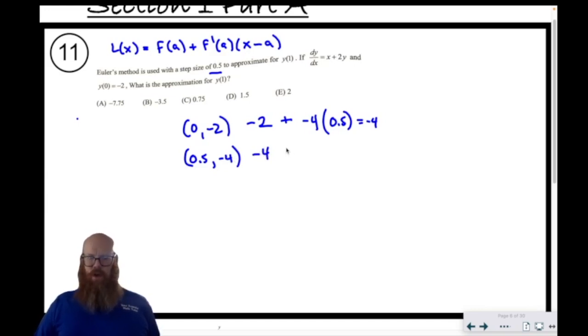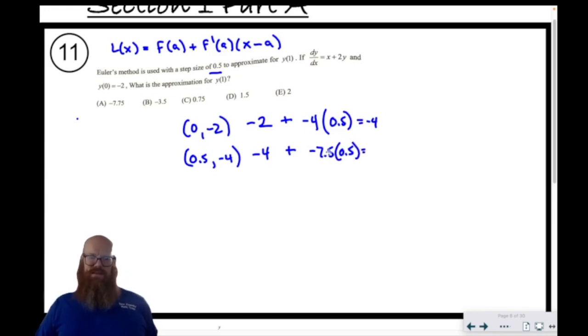And I am going to do plus. Now I'm going to plug this point into the differential equation to get my slope, right? So that is 0.5 plus 2 times -4. Well, 2 times -4 is -8. -8 plus 0.5 is -7.5. And that, again, is multiplied by our step size.